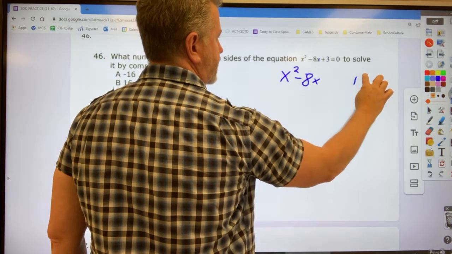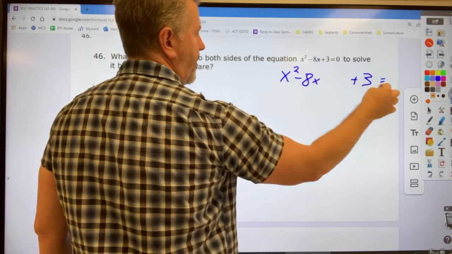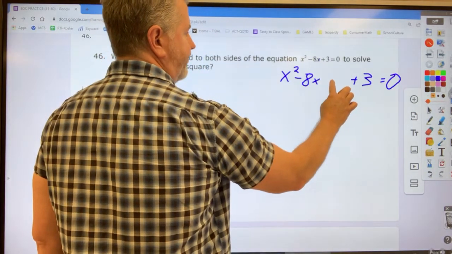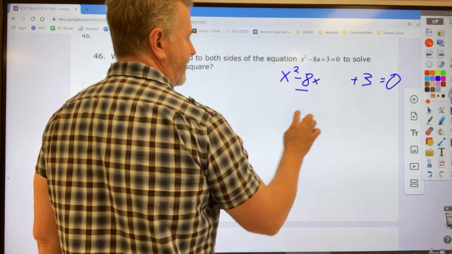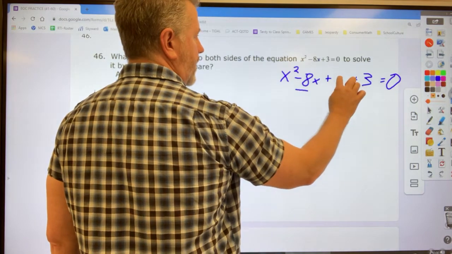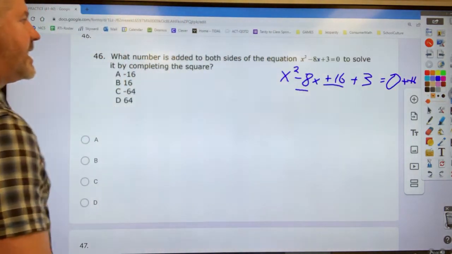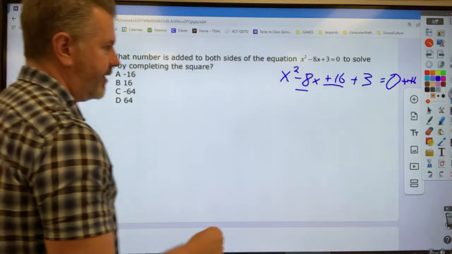And then put the plus 3 over here. Actually, normally we would kick the plus 3 over there, but it doesn't matter too much. And then to complete the square, we take half of that and square it. And we do that to both sides. So 16 is the number that we would add to both sides. So the answer to that one is B.